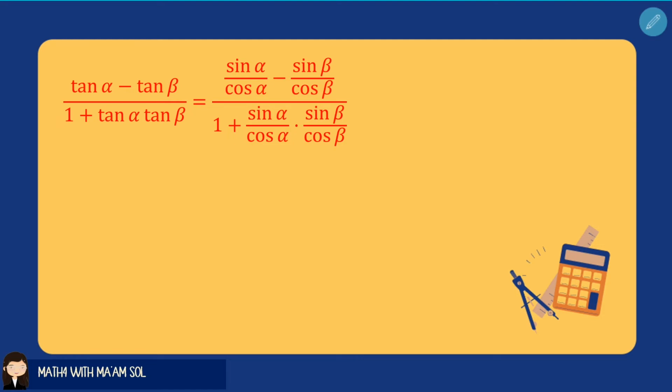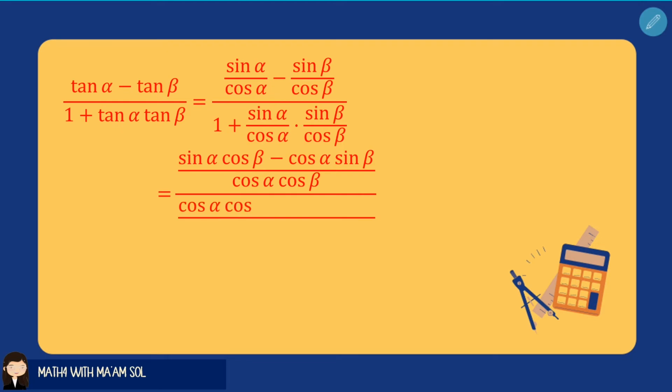Next, we will find the LCD of the fractions in both the numerator and the denominator so we can express them as a single fraction. So the LCD of the fractions in the numerator is cosine alpha times cosine beta. We will proceed using the operations like normal fractions. So you have sine alpha cosine beta minus cosine alpha sine beta. Meanwhile, in the denominator, the LCD is cosine alpha times cosine beta. And we will combine that, so we're going to have cosine alpha cosine beta plus sine alpha sine beta.